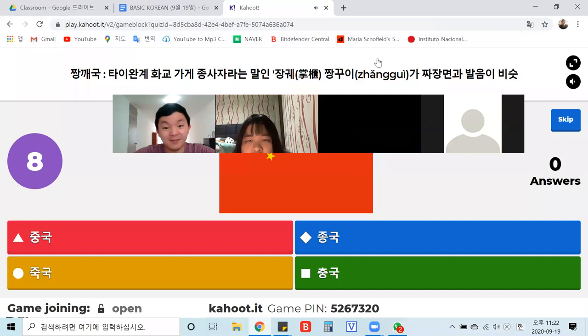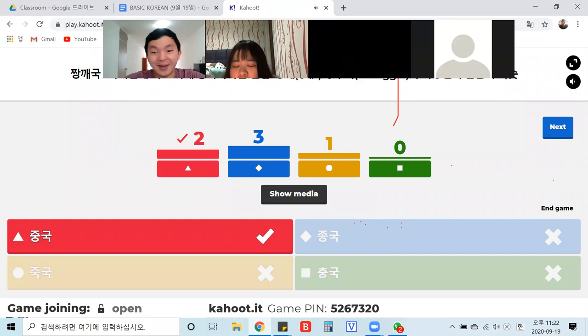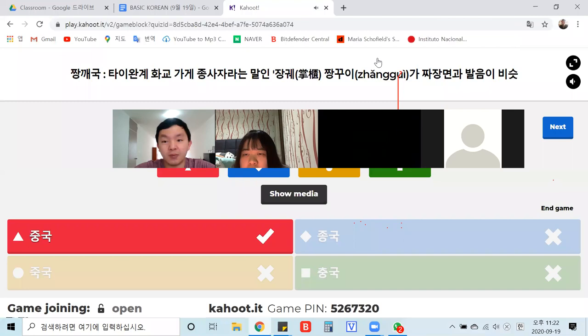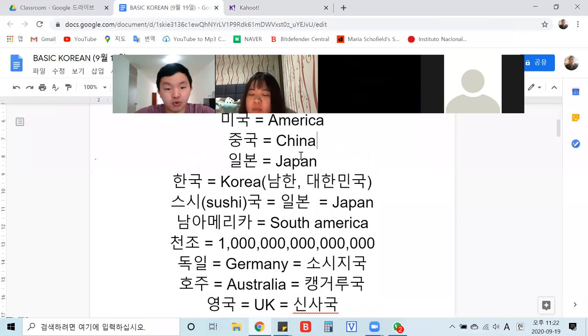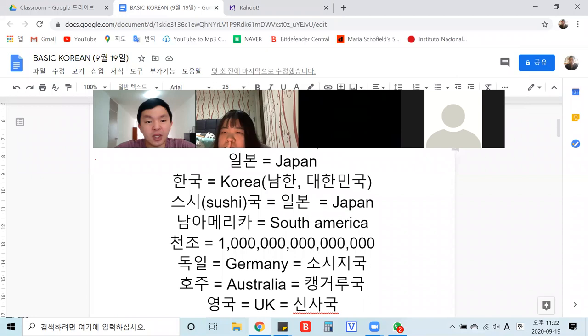We saw how to say China. Someone chose it; it also was word play, actually. So the correct way to say it is 중국, everyone. 중국. I mentioned it here actually. 중국. Here. China. 중국. And the explanation here.